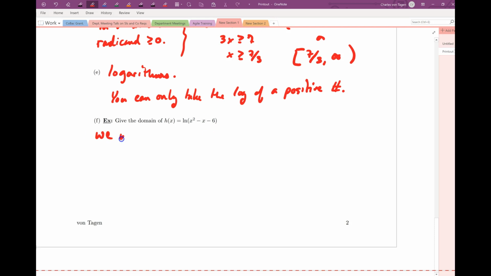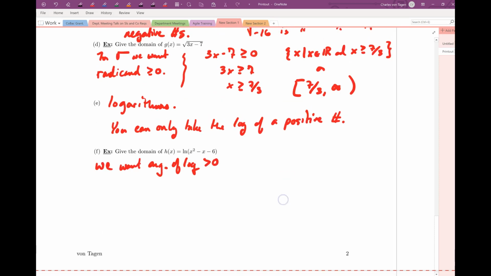So we want the argument of the log to be greater than 0. And this is important here. Remember that for square roots, we wanted to make sure that what we were plugging in, after simplification, the radicand came out to be greater than or equal to 0. But for the logarithm, we want the argument to be strictly greater than 0. Notice this has the or equal to, this one does not. Okay? So how do we do that?